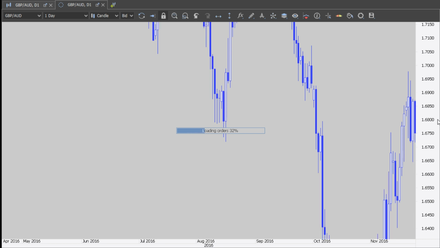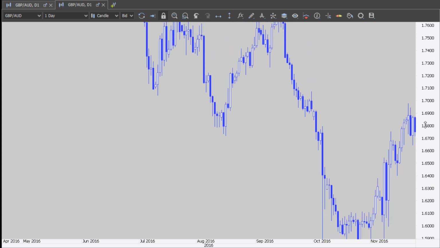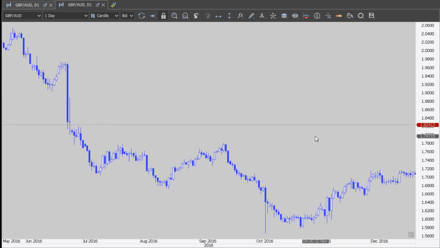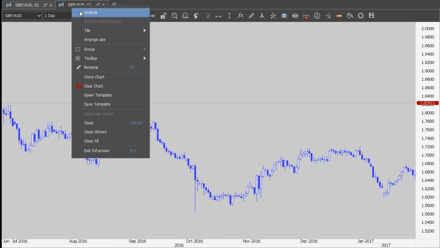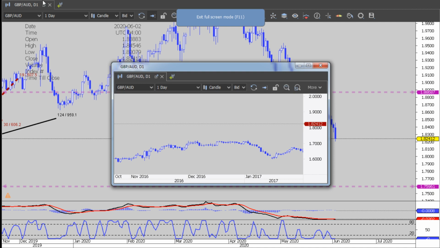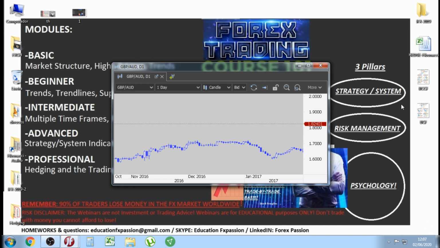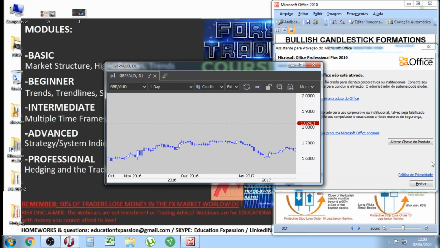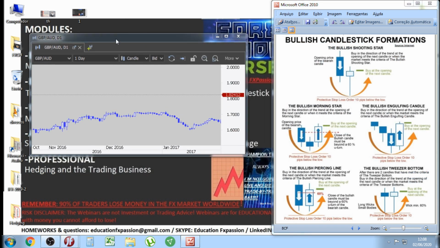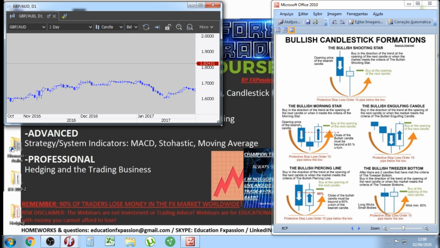Okay, just give it a second. We need to wait for the software to answer. Just give it a second. Okay. We are going to start in here again and undock this one and exit full screen and bullish candlestick formations. There you go. This is the bullish. Okay, we are here. This is going to be the chart.